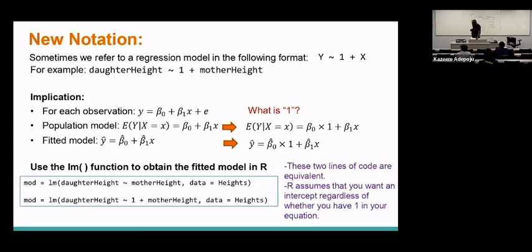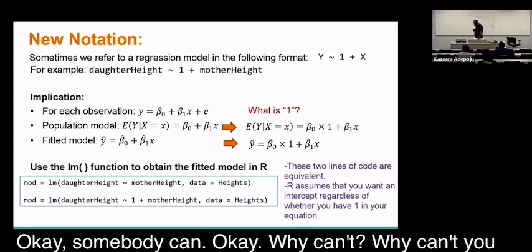Of course, I've walked you through a data set. Take a look at this now. We basically want to study the relationship between daughter height and the mother's height. What are the variables that will help us to predict the height of a daughter? Somebody can say, okay, why can't you use the height of the mother? Because the daughter is coming from the mother, right?